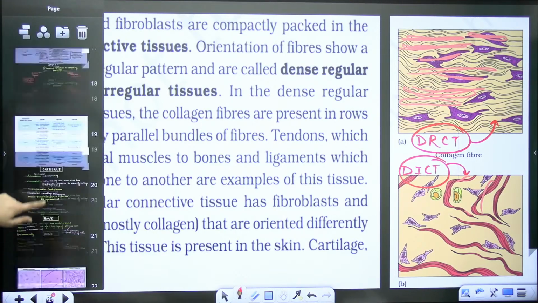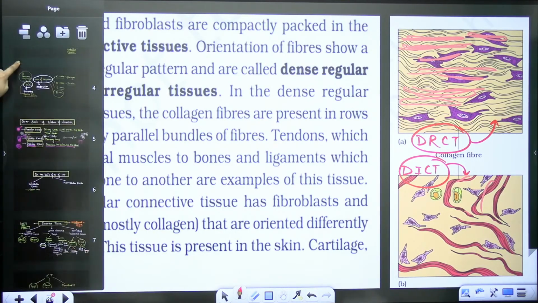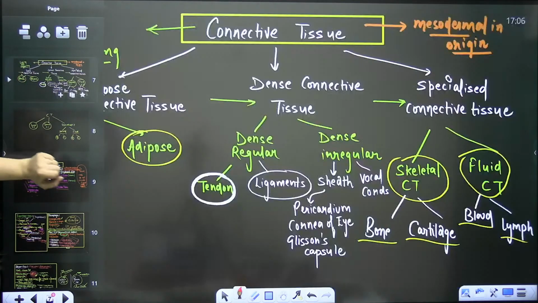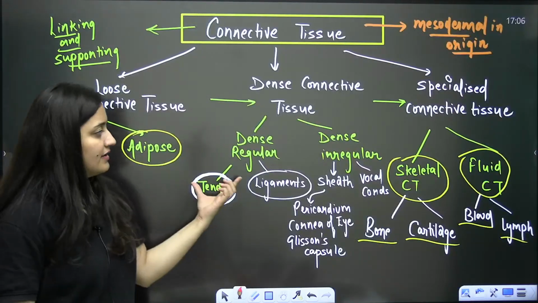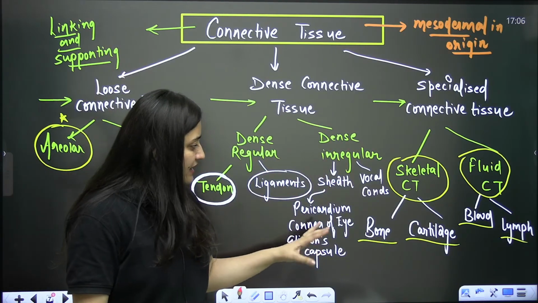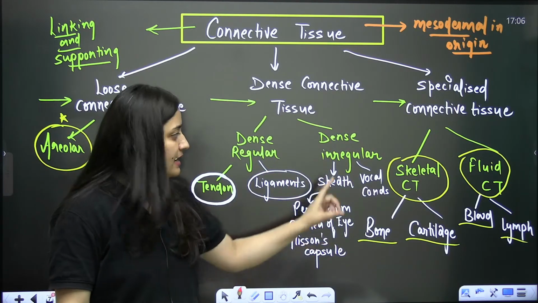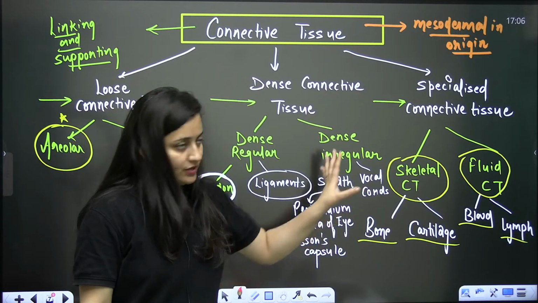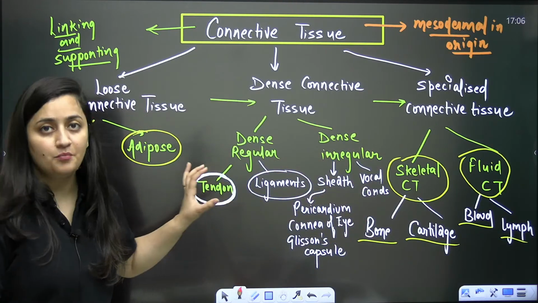See, for dense regular, I am giving you the examples here: tendons, ligaments. For irregular: pericardium, cornea of eye, Glisson's capsule, vocal cords are also there. Examples are important.